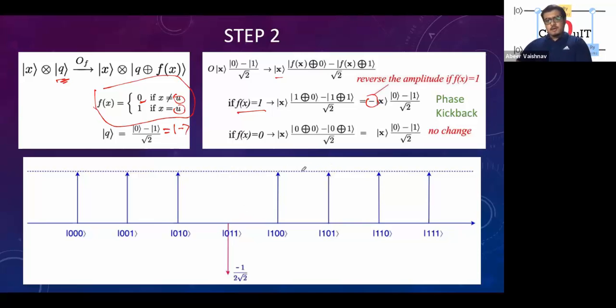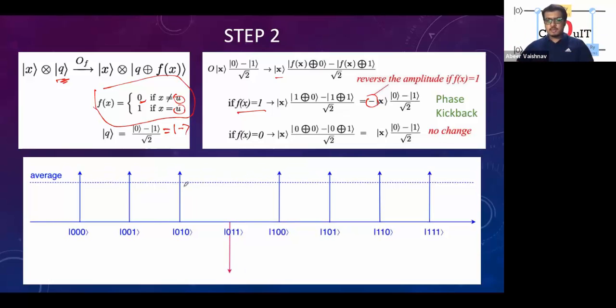And one more thing that it does is that it changes the overall average of the amplitudes. So now the average decreases. Earlier the average was about this line, that is the top of the amplitudes. Now the average has decreased because of this particular phase flip, so we get a decreased average.